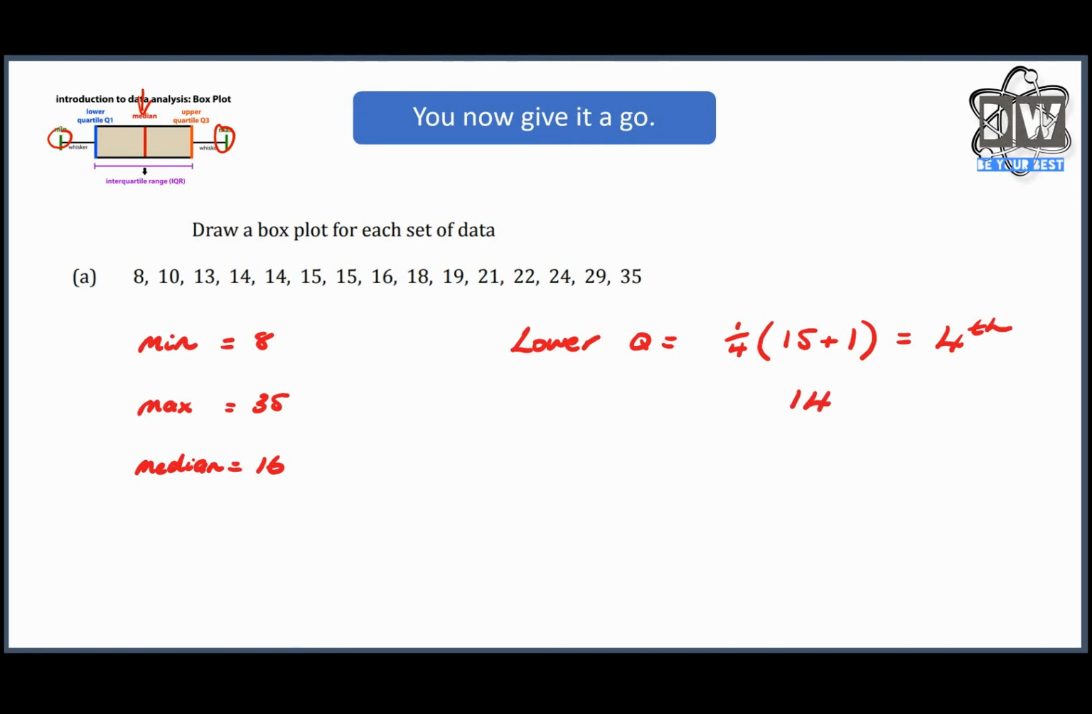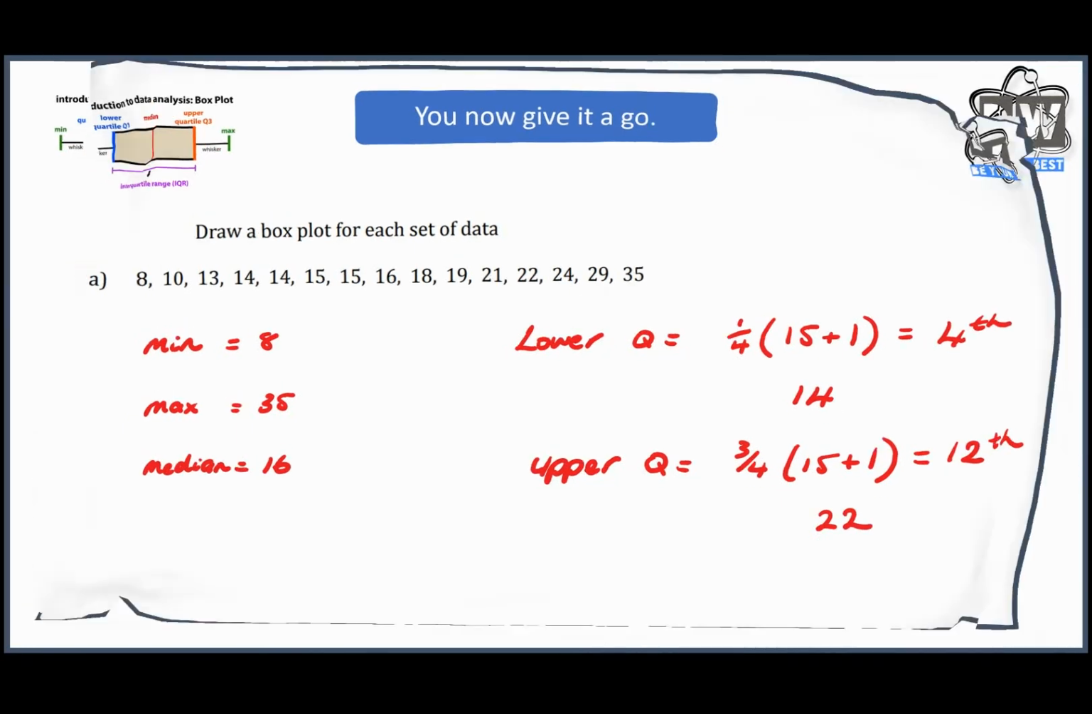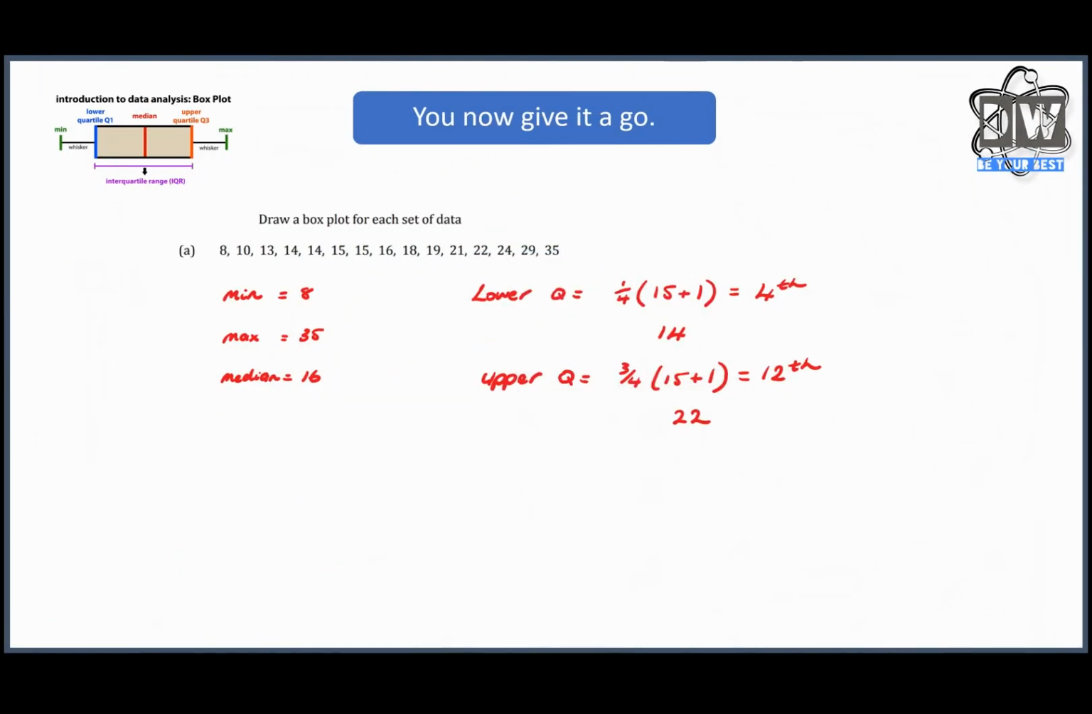We're going to find the upper quartile, which is exactly the same, but this time we're finding 3/4 of 16, which gave us 12. So we're going to count 12 numbers. 1, 2, 3, 4, 5, 6, 7, 8, 9, 10, 11, 12, and that gives us 22. And then we would draw the graph from there. So we've got all our details there.